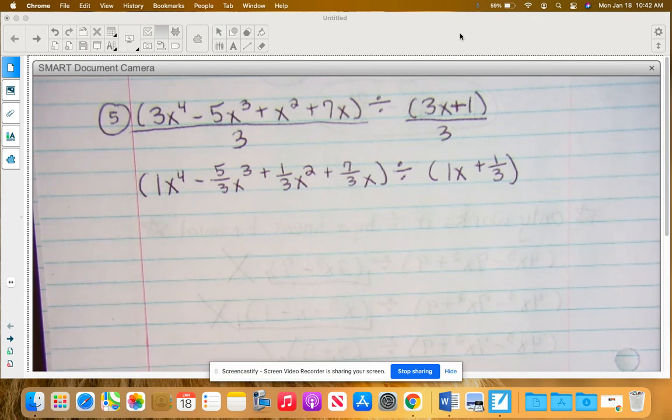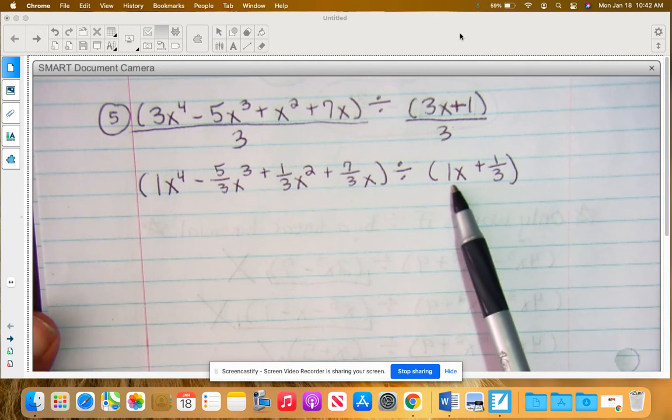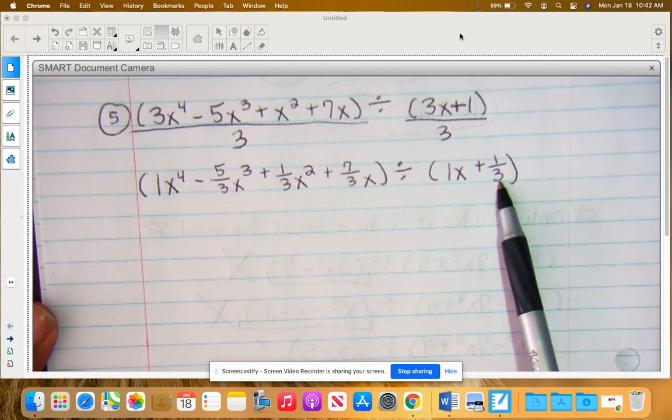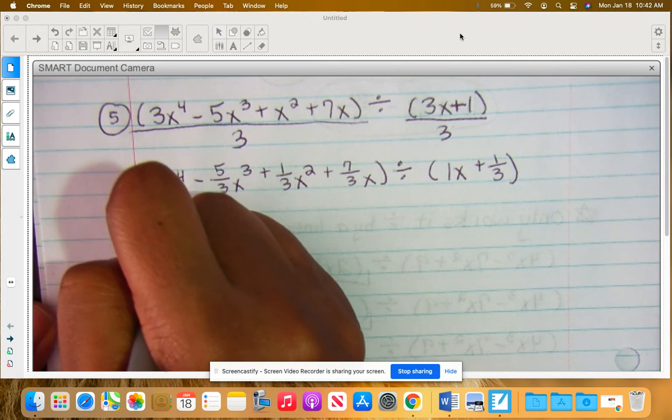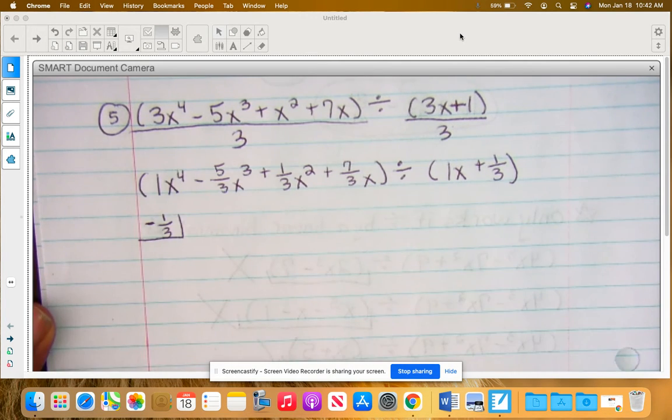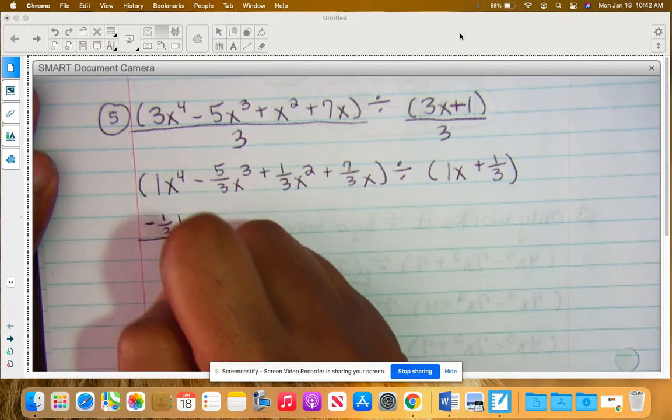Because now I can go through and do synthetic division the same way I did the other ones. So this is x plus 1/3. The opposite goes in a box, so negative 1/3 is going to go in a box off to the side. From here, we're going to line up our coefficients, and if I need a placeholder, I'm going to make sure I put a placeholder. So my first coefficient is 1.